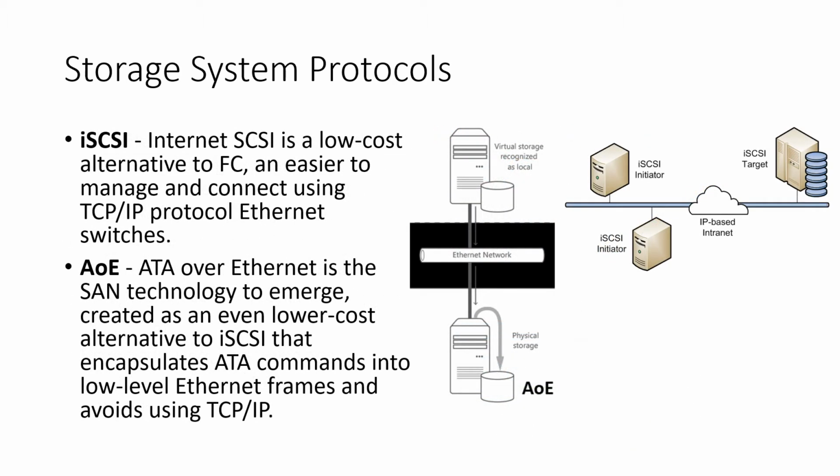iSCSI stands for Internet SCSI. It is a low-cost alternative to FC that's considered easier to manage and connect because it uses the common TCP/IP protocol and common Ethernet switches. Because any network engineer is familiar with TCP/IP and Ethernet switch configuration, and gigabit Ethernet adapters and switches are cheap, the cost advantages over FC SANs are compelling.